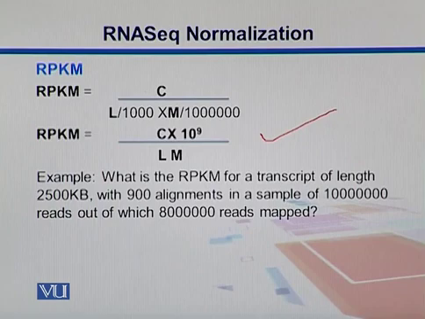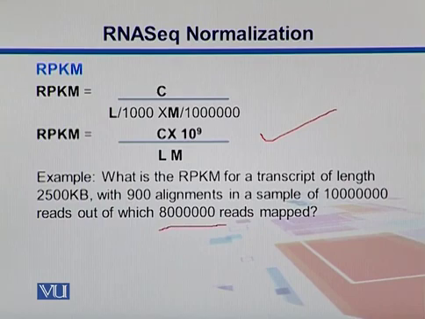What is the RPKM for a transcript of length 2500 kb with 900 alignments in a sample of 10 million reads, out of which 8 million reads were mapped? So 8 million reads were mapped. Which figure is important, 10 million or 8 million? Obviously we are looking for mapped reads, so 8 million is important. This number we use in our calculations.